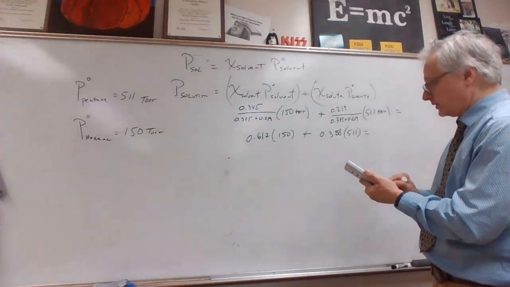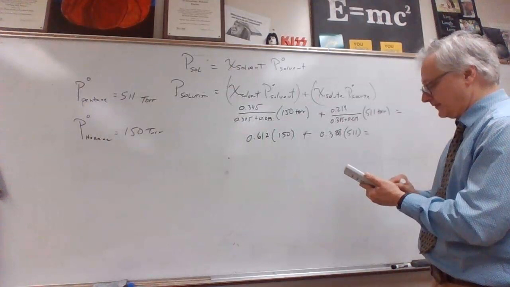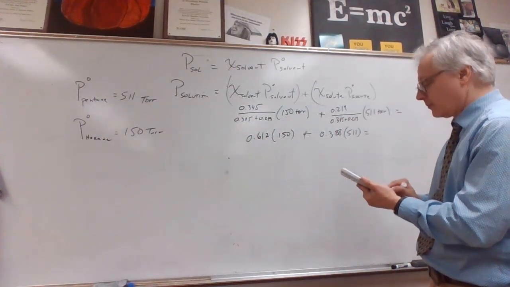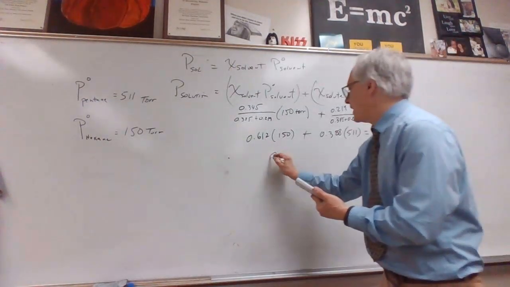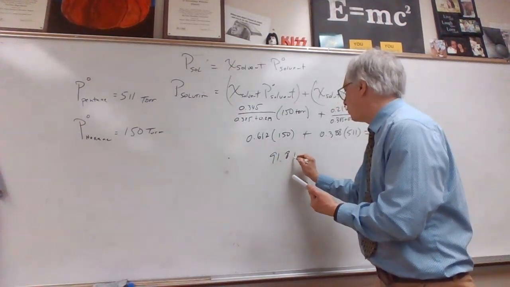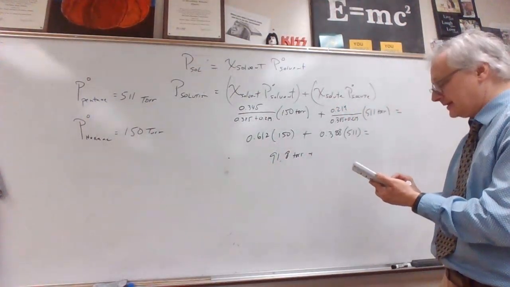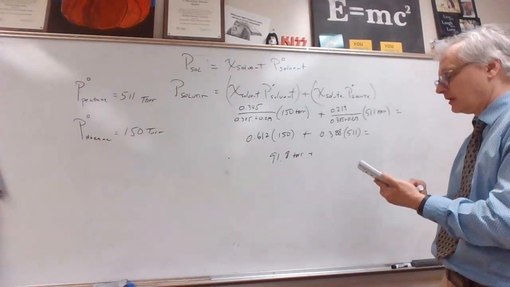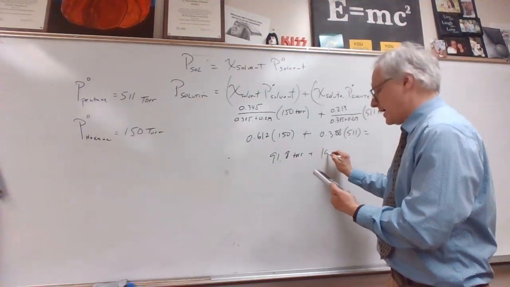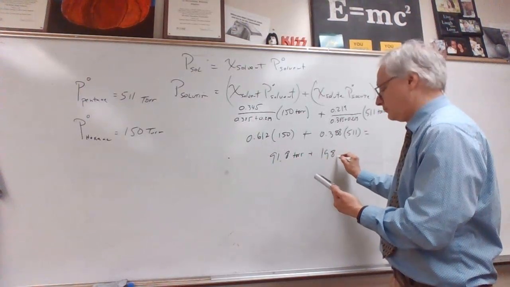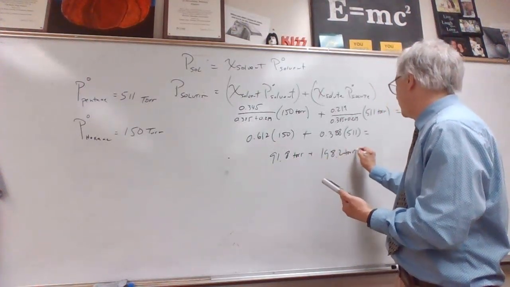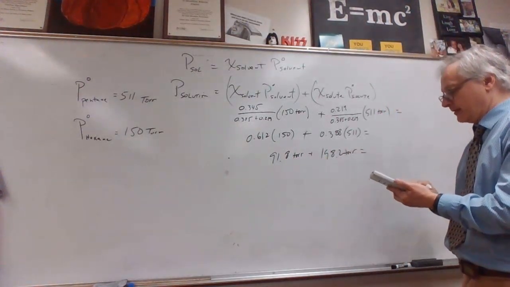You're going to have 0.612 times 150. So that is 91.8 torr. And we're going to add that to 0.388 times 511, and that's 198.2 torr. So we add those two together.